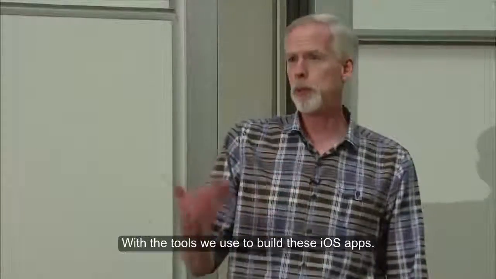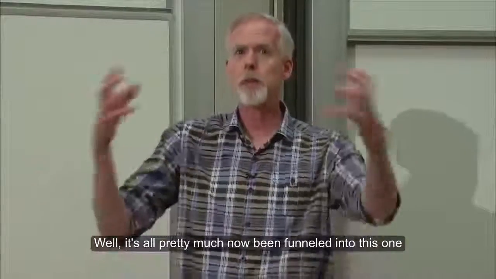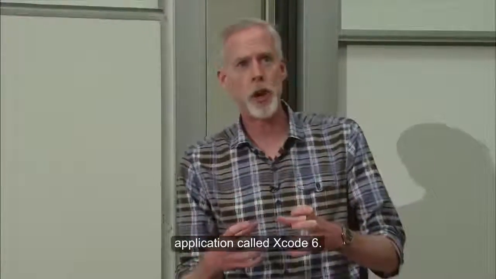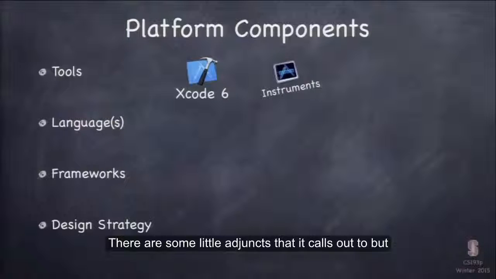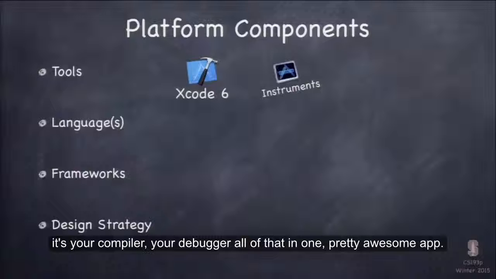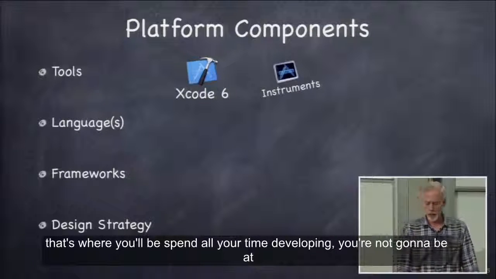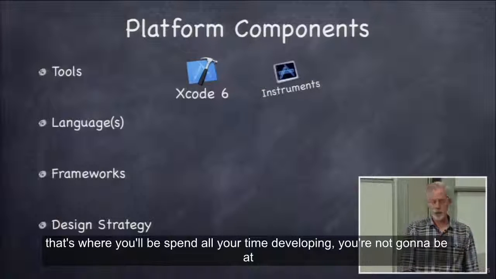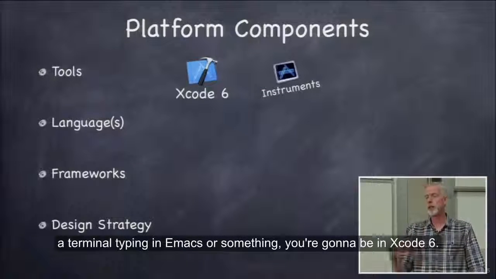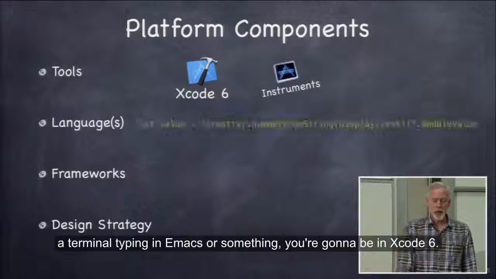Then there's the development platform itself, the tools we use to build these iOS apps. What's in that? Well, it's all pretty much now been funneled into this one application called Xcode 6. There are some little adjuncts that it calls out to, but Xcode 6 is everything. It's your code editor, your compiler, your debugger, all of that in one pretty awesome app. We'll be learning all about Xcode 6 in this class, and that's where you're going to spend all your time developing. You're not going to be at a terminal typing in Emacs or something. We're going to be in Xcode 6.